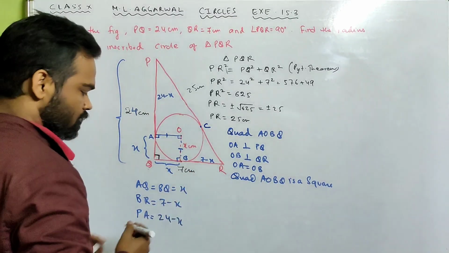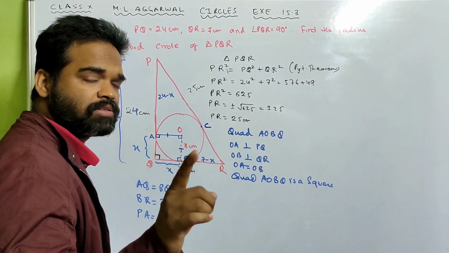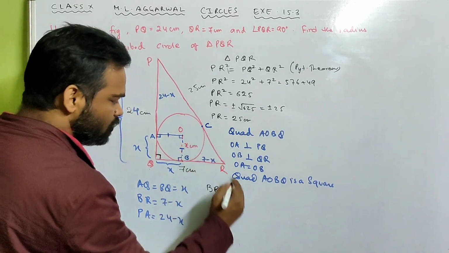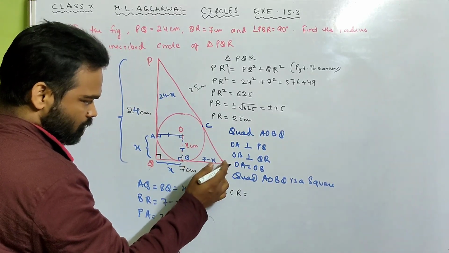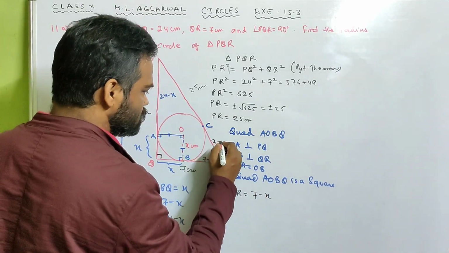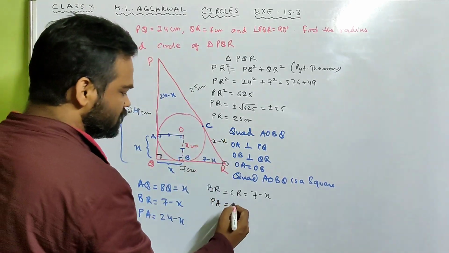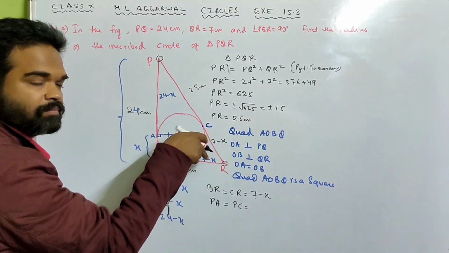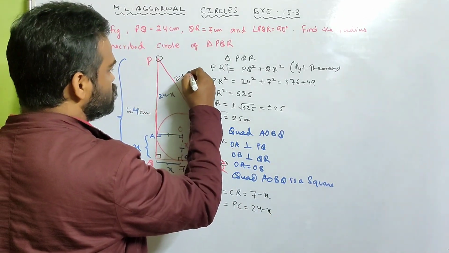Now look carefully. Tangent property. If two tangents are drawn from an external point to a circle, then the lengths of the tangents are the same, which means BR will be equal to CR. Yes or no? From the point R, we are drawing two tangents, RB and RC, they will be equal. So this is 7 minus x. Similarly, PA will be equal to PC. Why? Tangents drawn from an external point have equal length. So PA is 24 minus x, and this portion is 24 minus x.